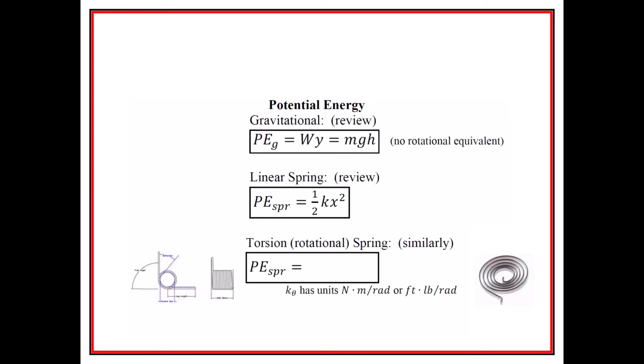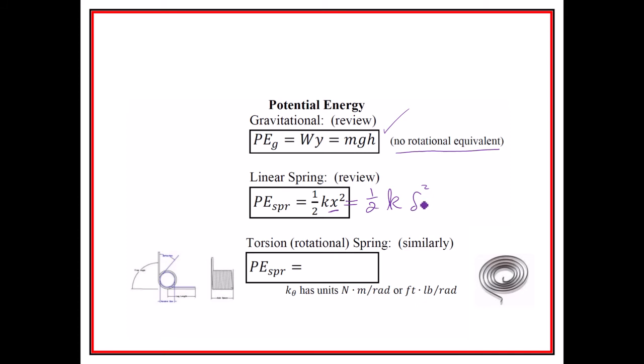For potential energy, we still have gravitational potential energy for the translational side, but there is no really rotational equivalent of this. But for a linear spring, we had 1/2 k x squared, or I prefer to say 1/2 k del squared, because I wanted to emphasize that we're not talking about a translation here. We're talking about an amount of spring stretch. So whatever the spring stretch is at a particular state, that's the del. That's the amount that it is changed from its original length.